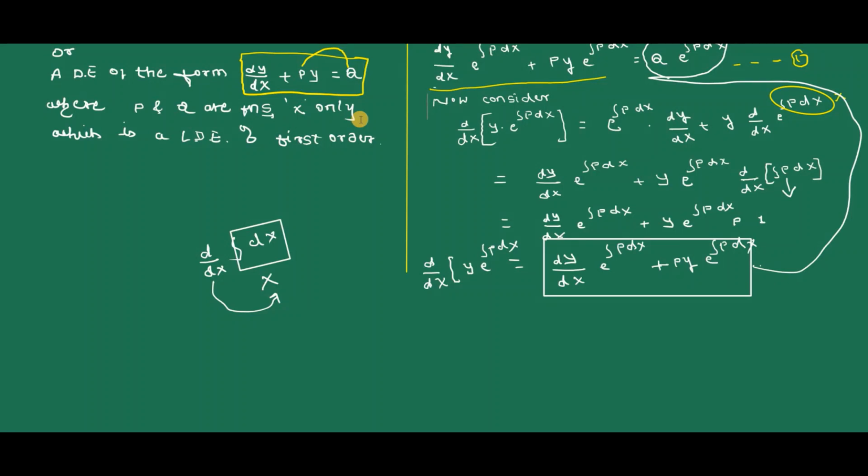We get d by dx of y into e raised to integration of p into dx is equal to, on the right hand side, q into e raised to integration of p into dx. I will write here, from 1.